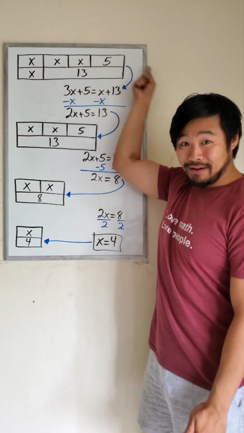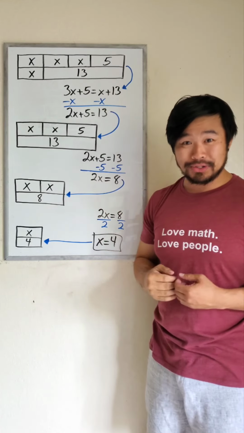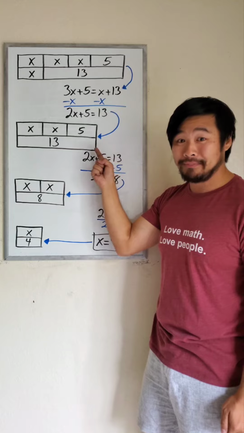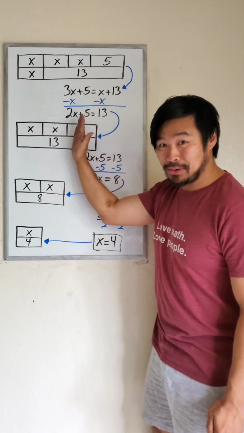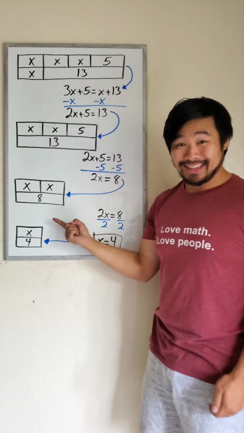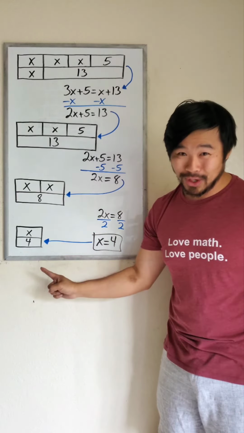We have 3x plus 5 on top and x plus 13 on the bottom. We could subtract x from both top and bottom to have 2x plus 5 on top and 13 on the bottom. Then we can subtract 5 from both top and bottom to have 2x on top and 8 on the bottom. Then we can divide both the top and the bottom by 2 to see that x equals 4.